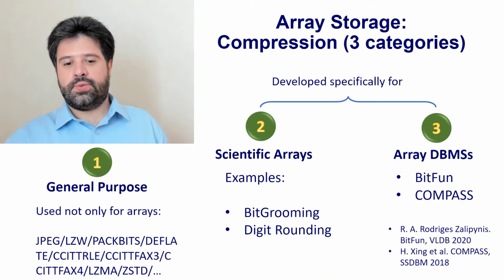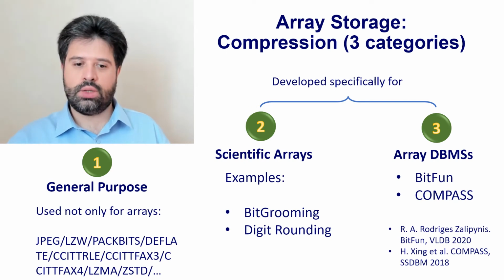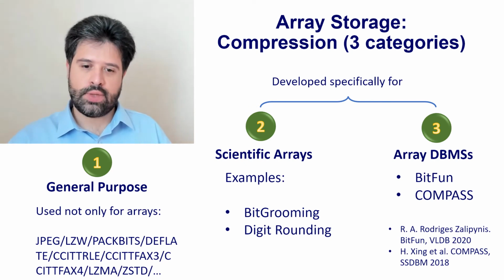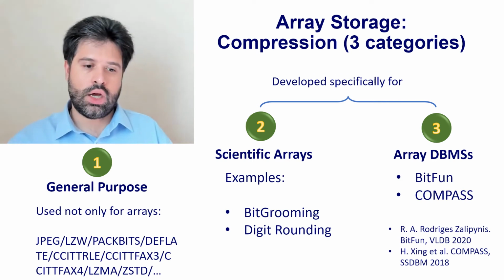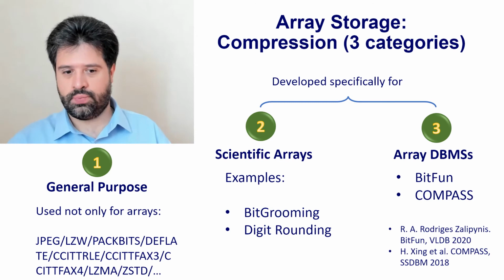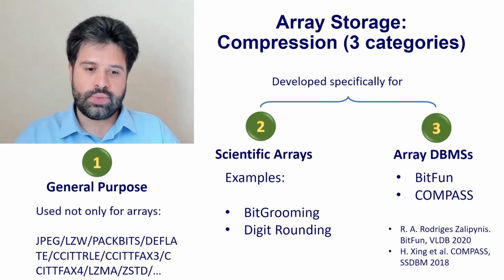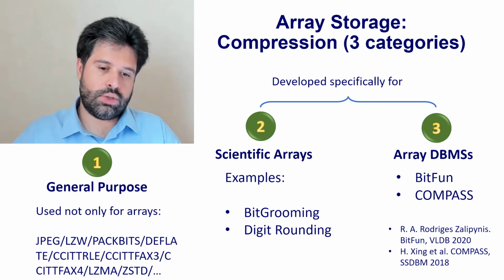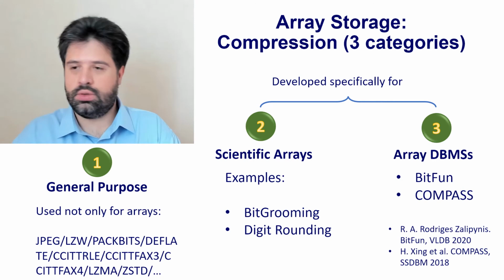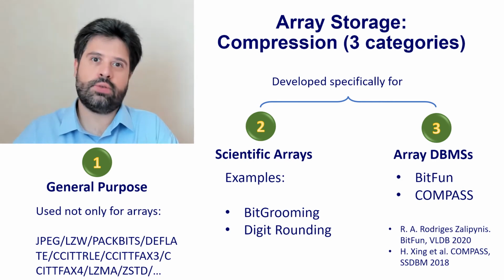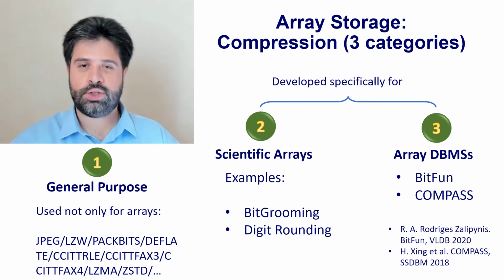Array compression falls into three categories: general purpose, used not only for arrays, and developed specifically for scientific arrays and ArrayDBMSs. All three types are used by ArrayDBMSs. The first category is relatively well known. The third category will be covered during the array indexing part of this tutorial. So now let's focus on the second category.